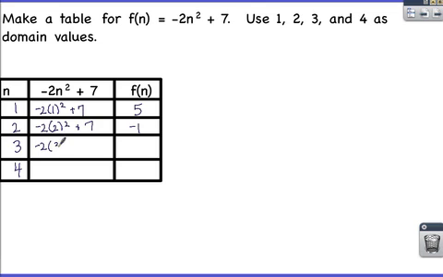Next, we input a 3. Do the exponents first. 3 squared is 9, times negative 2 is negative 18, plus 7 is negative 11. And finally, input 4. 4 squared is 16, times negative 2, which is negative 32, and negative 32 plus 7 is negative 25.